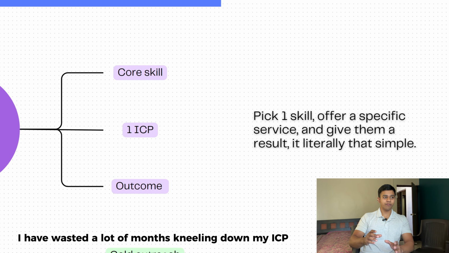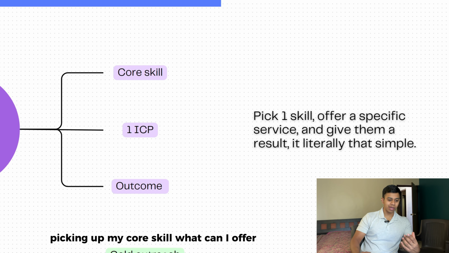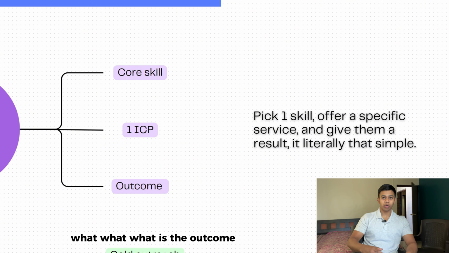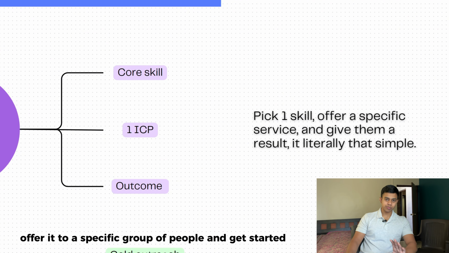I have wasted a lot of months nailing down my ICP, picking my core skill. What can I offer? What is the outcome? It's nothing. Just pick one skill, offer it to a specific group of people, and get started. All right, so let's talk about revenue now, right?